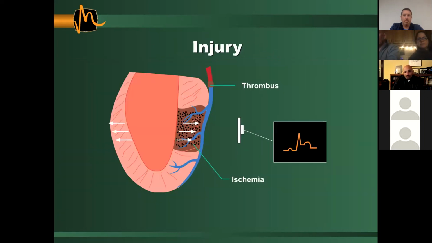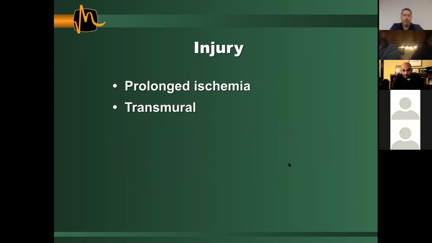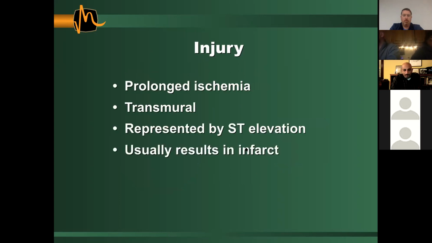When the ischemia starts to involve the entire thickness of the heart muscle wall, then we call that injury. And that actually starts to cause ST segment elevation. So if it's just the subendocardial part, we get ischemia, we get ST segment depression and T wave inversion. If it's the full thickness, we get ST elevation. And that's what we call a STEMI, but understand that that's actually injury. So it's prolonged ischemia, it's transmural, the whole wall, ST elevation usually results in an infarction.